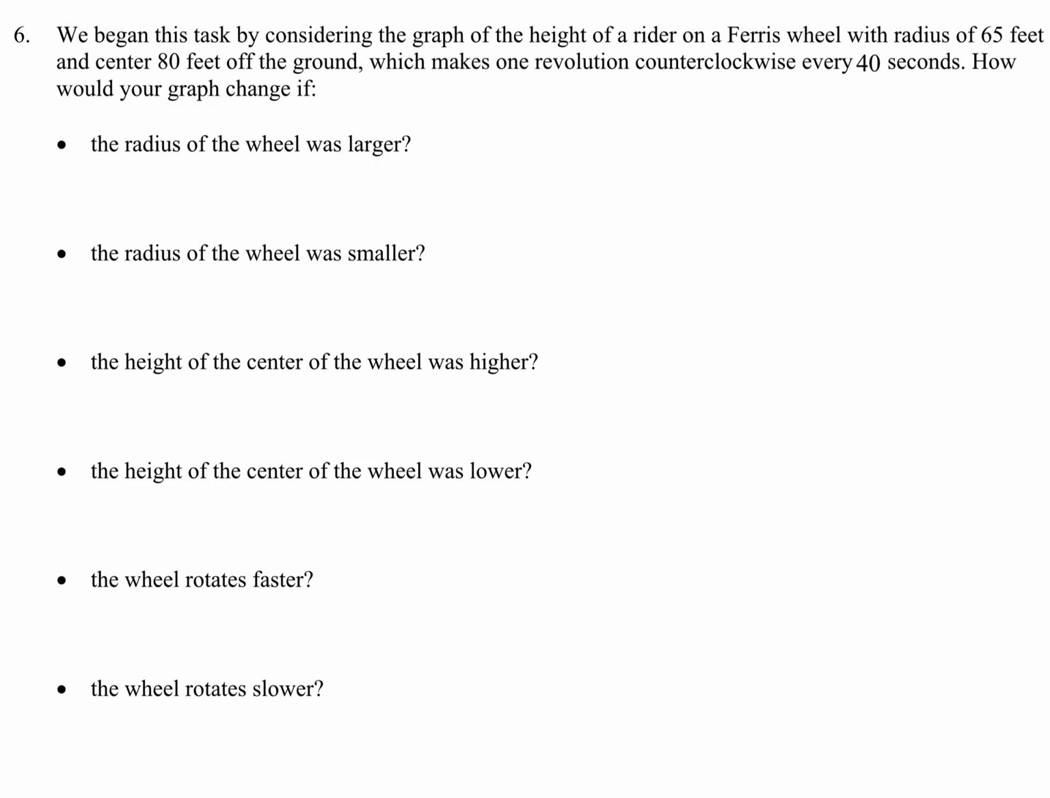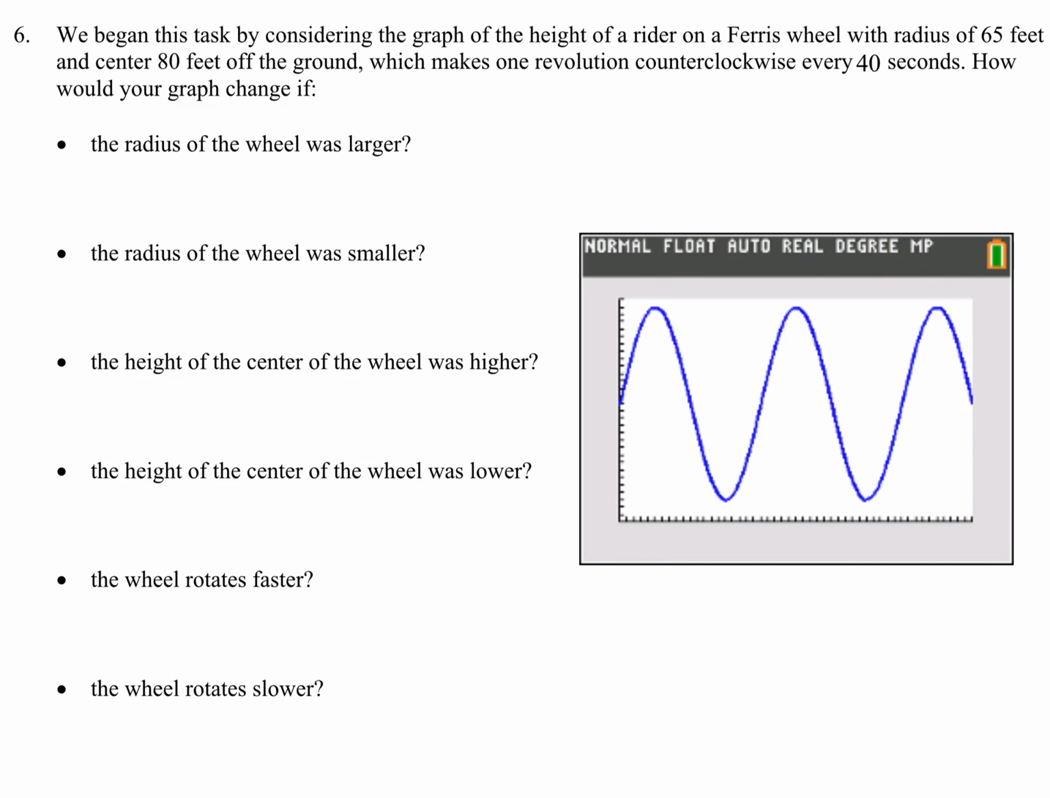At the beginning, we were thinking about the graph of the height of a rider on a Ferris wheel with a radius of 65 feet, and my center was 80 feet off the ground. I made one revolution counterclockwise every 40 seconds. If I decided to make the radius of my wheel bigger, I want to see what that's going to do to the graph. This is the graph on number 1, so before I changed anything.